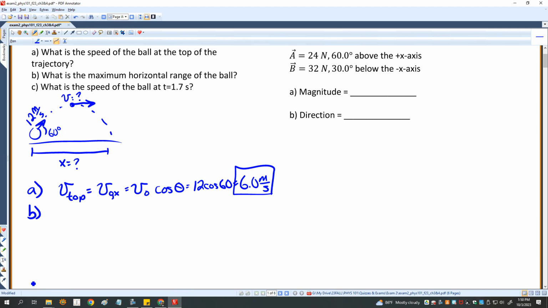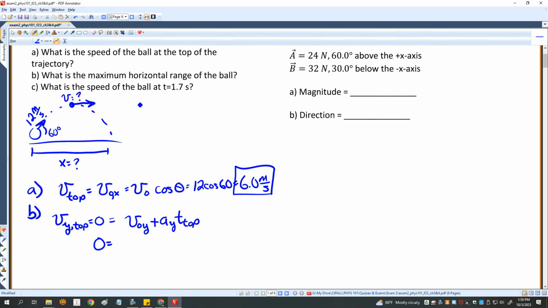First, I need to find the time. I know that at the top of the trajectory, the velocity in the y direction is equal to 0. There is no velocity in the y direction at the top. So I can further say that that's equal to v naught y plus a y times t, and that's going to be t top. So I get 0 equals v naught y.